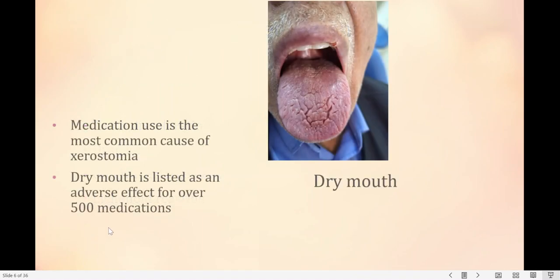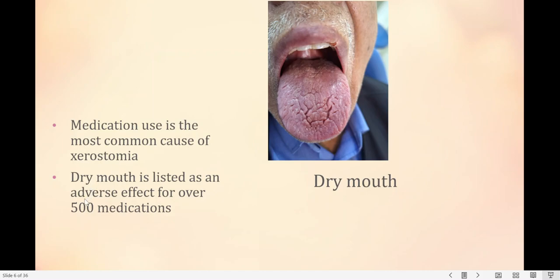So xerostomia or dry mouth is actually caused by many diseases and by many factors. However, medications use is the most common cause of xerostomia. So if your patient attends or presents with a chief complaint of dry mouth, the first question you have to ask the patient is, what medications do you take, or are you currently taking any medications?